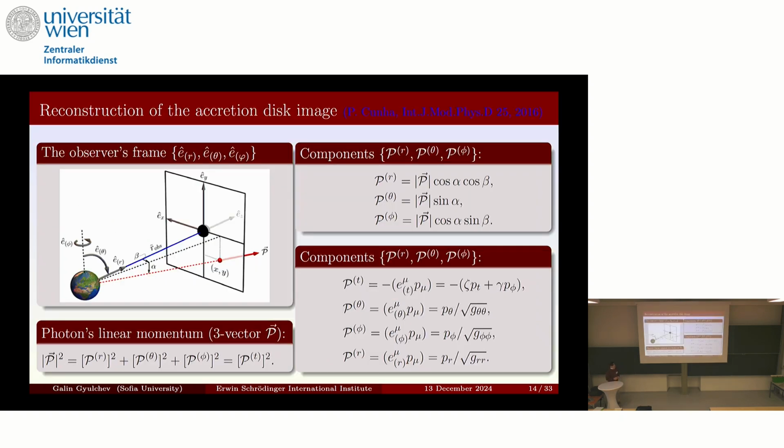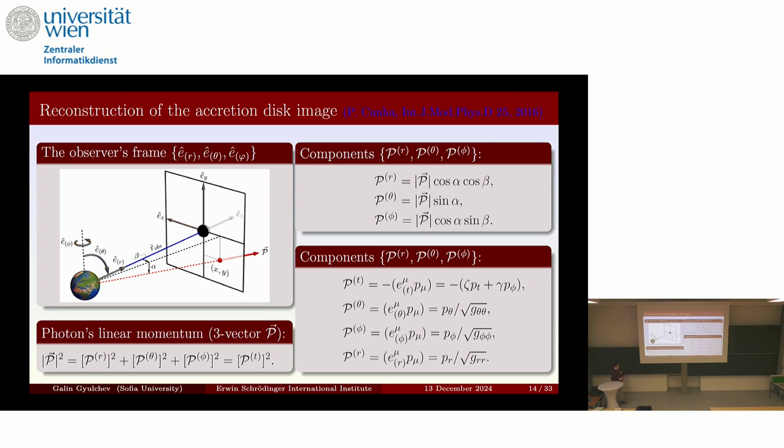So again, considering the approach of Cunha, we can introduce all the needed quantities which relate the components of the photon momentums, and introduce this parameterization of two impact angles alpha and beta, which gives us the opportunity to make a simple ray tracing.